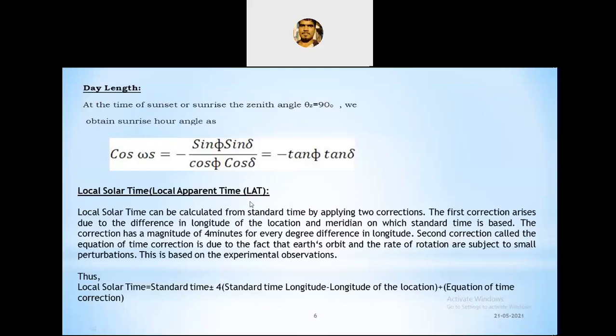This is given by the equation: local solar time LST is equal to standard time plus or minus 4 into the standard longitude minus the longitude of the location, plus the equation of time correction. The 4 is the 4 minutes per degree correction we already discussed. By using this equation we can easily find the local solar time or local apparent time.